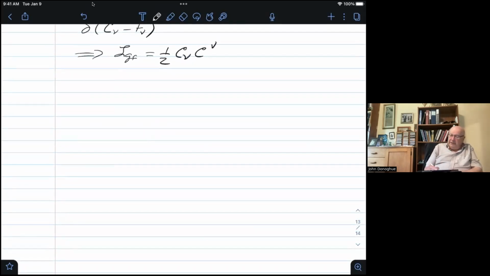And so that is a piece we could have just added by hand, but the piece that is new is the ghosts. We need to calculate the determinant of the constraints with respect to the gauge parameters. Okay, so let's do that.